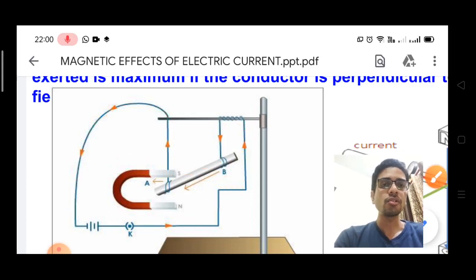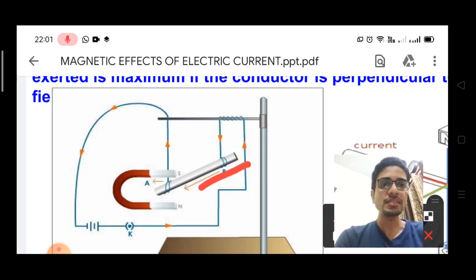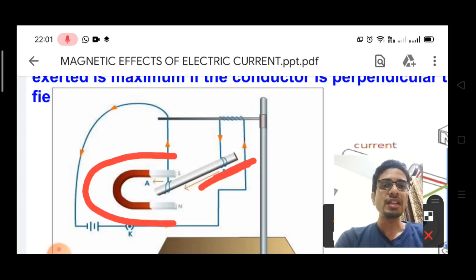Now what is happening? Since it's a current carrying conductor, it also behaves like a magnet. It has a magnetic field. So the rule is that when a current carrying conductor is placed in a magnetic field, it experiences a force. This current carrying conductor is placed in the magnetic field of this magnet. You can see this is a magnet and it has a magnetic field. This current carrying conductor is placed in the magnetic field, so it will experience a force. And what will you see? You will see that this rod is deflected.